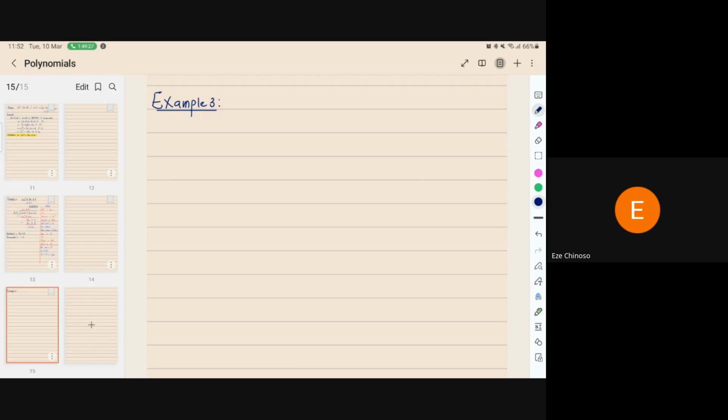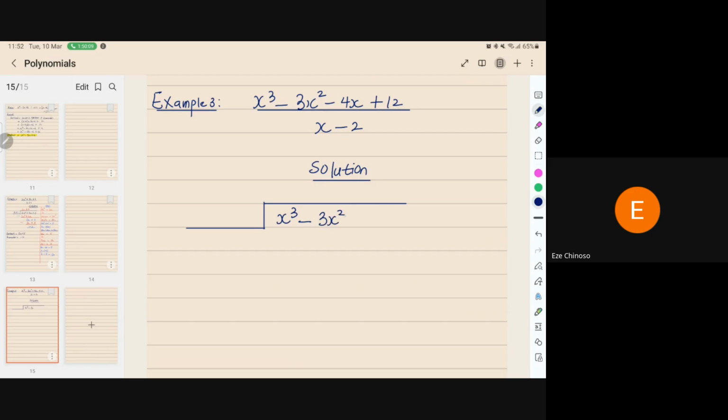Now, look at this, guys. x cubed minus 3x squared minus 4x plus 12 divided by x minus 2. All right. So let's open up what we know already. Now I have x cubed minus 3x squared minus 4x plus 12. Now, what do I have? I have x minus 2 outside here. So this is x minus 2.